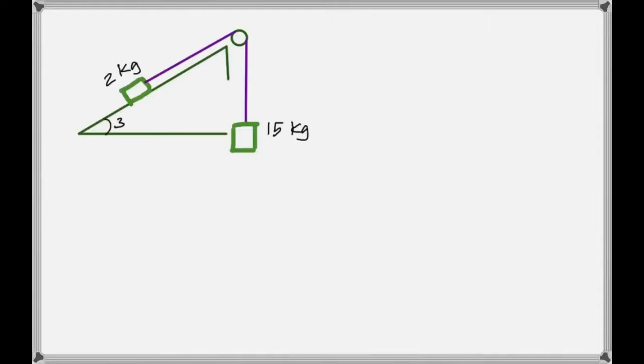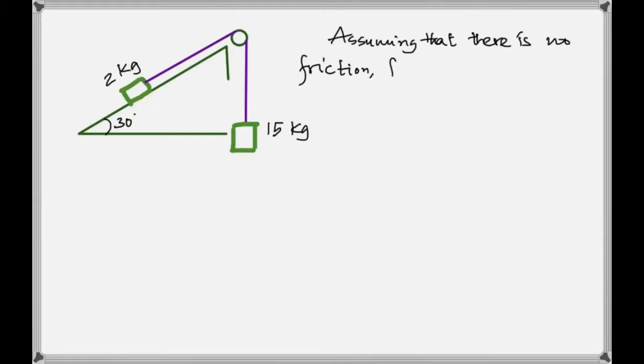Let's say that the angle here is 30 degrees, and find the acceleration of the system assuming that there is no friction. Once again, to do this type of problem, you have to draw free body diagrams. So let's draw the free body diagram for the 15 kilogram object first. We'll call this M1 and this will be M2.